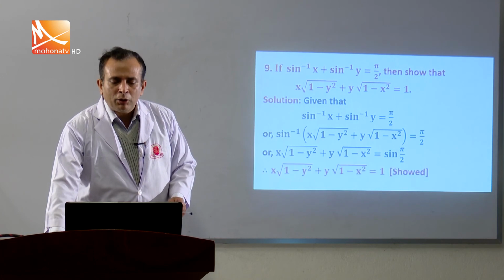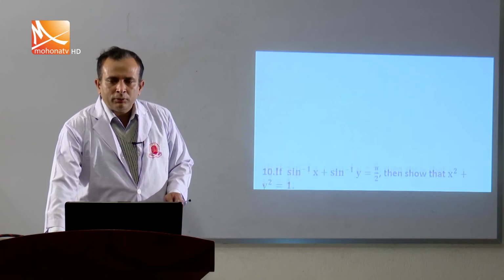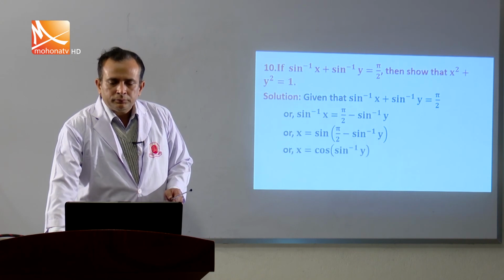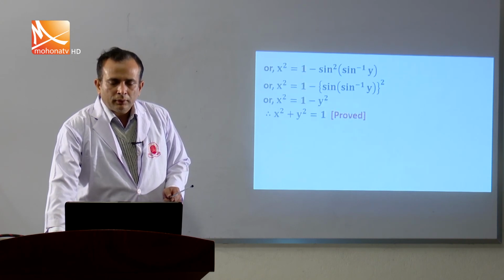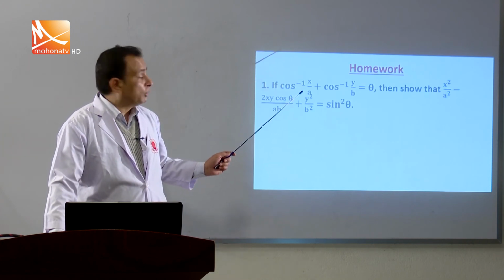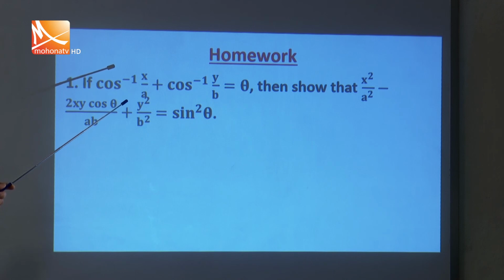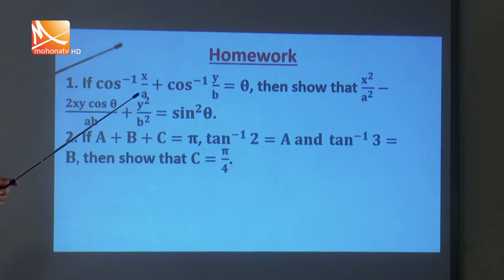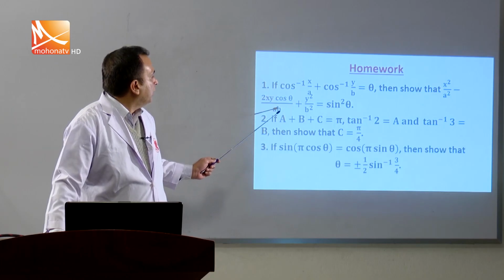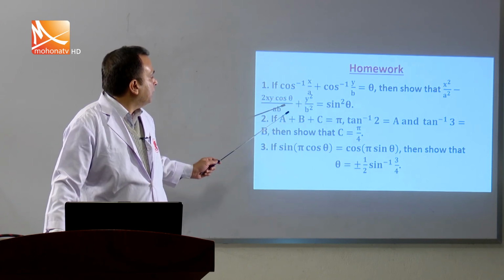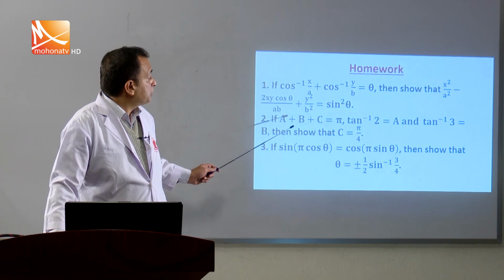Okay. Dear student, I would like to give you some homework. You just see that if cos inverse x by a plus cos inverse y by b equals theta, then show that x square by a square minus 2xy cos theta by ab plus y square by b square equals sin square theta. Similarly, try the solution of these two problems.